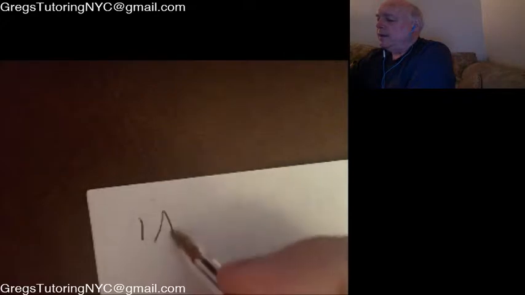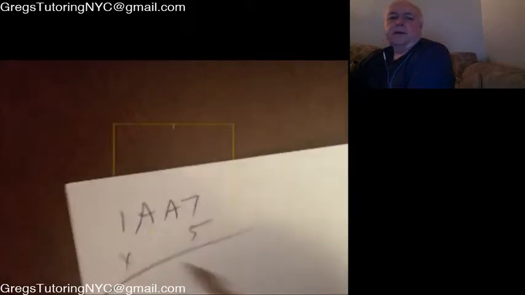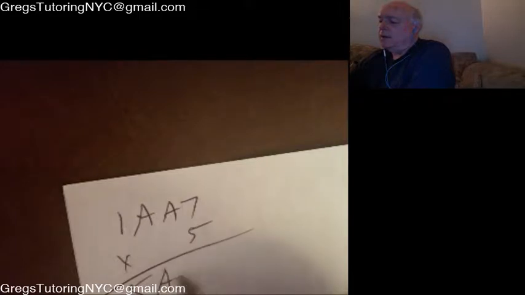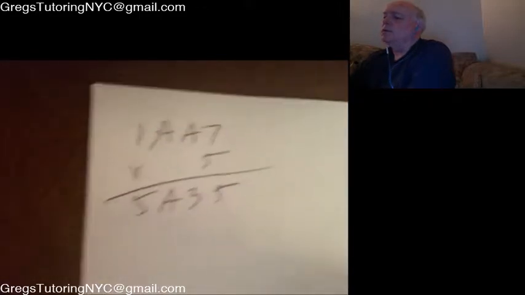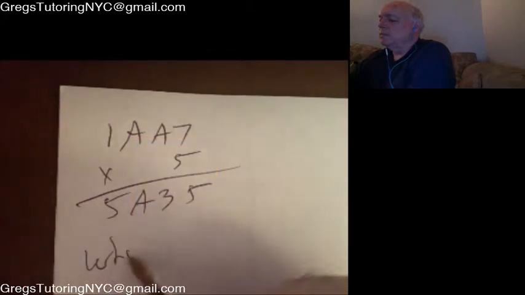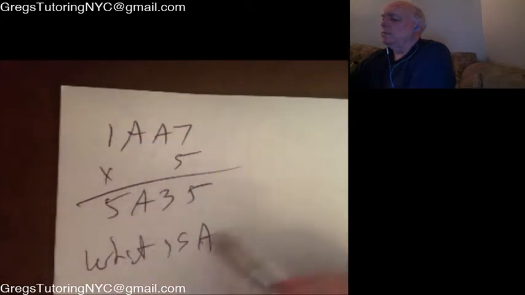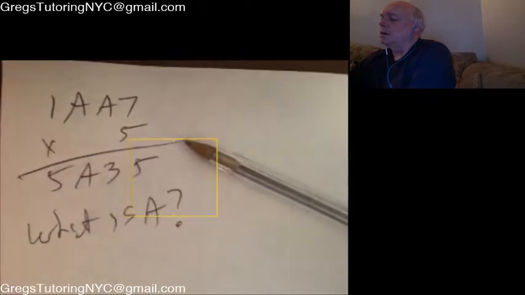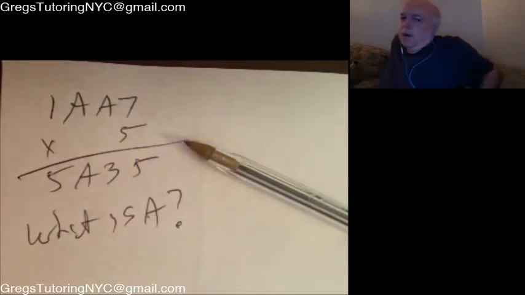So if we have 1AA7, times 5, and we get 5A35 as our answer. So the question is, what is A? Now, some of these are easy to figure out, and some are hard, and some require algebra, and some don't.